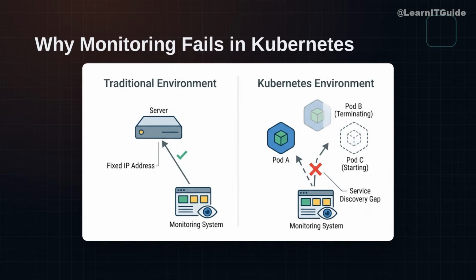So why is this a problem? In a traditional setup, you have static servers with fixed IP addresses. But in Kubernetes, pods are temporary. They appear and vanish based on traffic. If your monitoring system expects a static list of addresses, it will break every time a deployment happens. This is exactly what we call the service discovery gap.